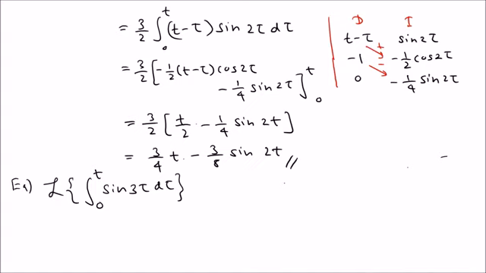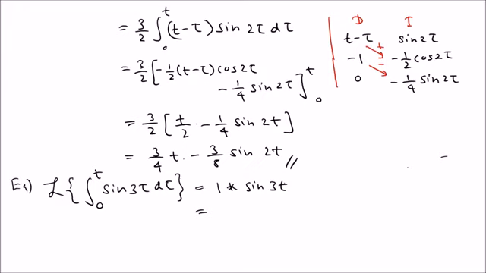Why don't you see the t minus tau term? Because that's a constant term, so it is simply a convolution with 1. That's why you don't see the t minus tau, because you can treat the t minus tau as a constant. So this is simply the convolution between 1 and sine 3t.